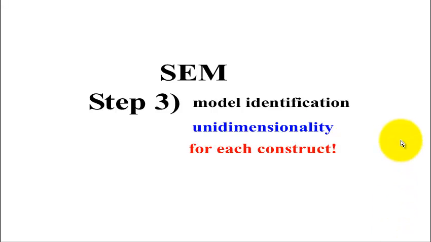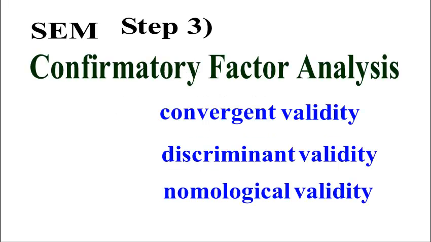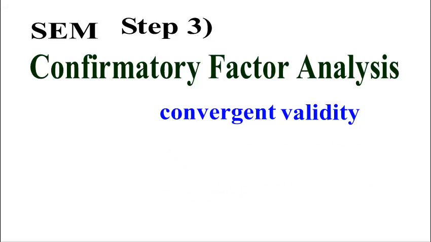All right, this is where it kind of gets weirder than normal. The next thing we have to do is confirmatory factor analysis, commonly called CFA. There are three main parts for CFA: convergent validity, discriminant validity, and nomological validity. And they can get kind of hairy, so we're going to break them down one at a time. We're going to start with convergent validity.